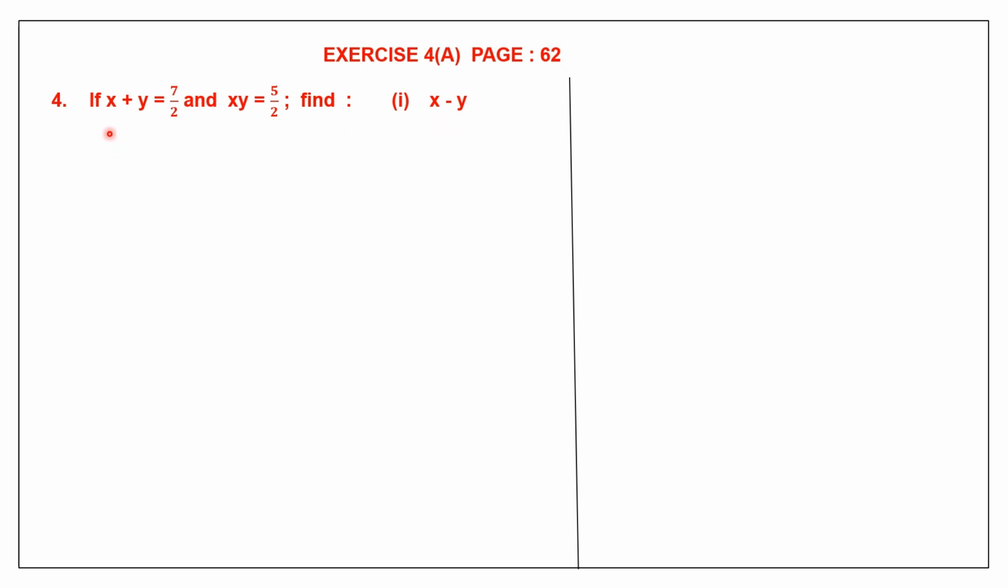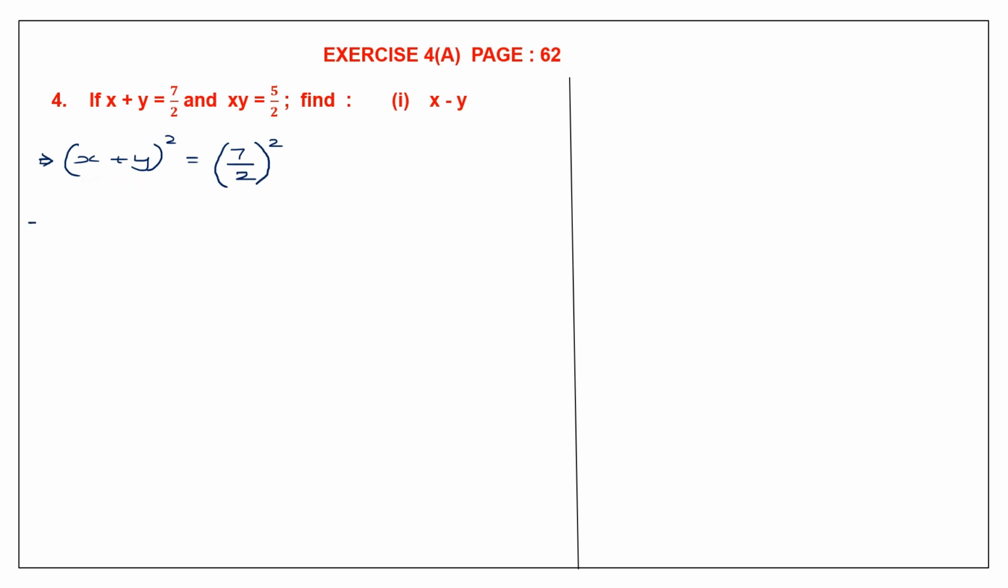So what we're going to do is write this down first. X plus y is equal to 7 by 2. So that will be x plus y is equal to 7 by 2. Now we are going to square both sides. So we're going to square the left hand side as well as the right hand side. Now what are we going to do? We are going to use the identity a plus b the whole square. A plus b the whole square will be a square plus b square plus 2ab.